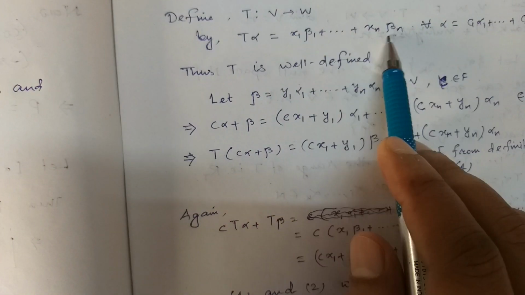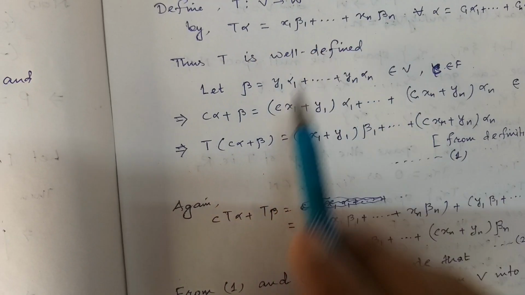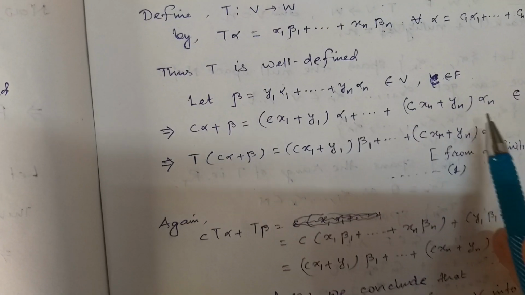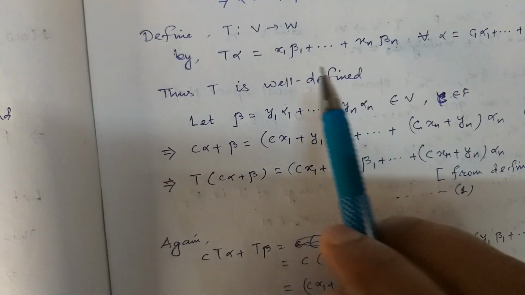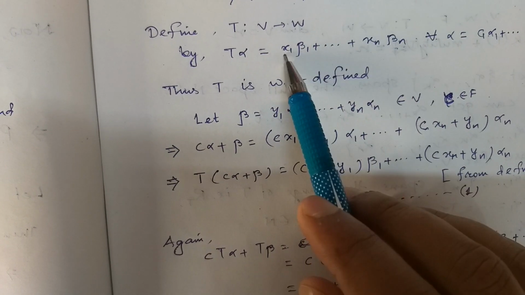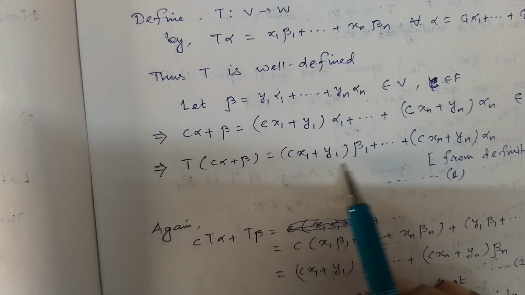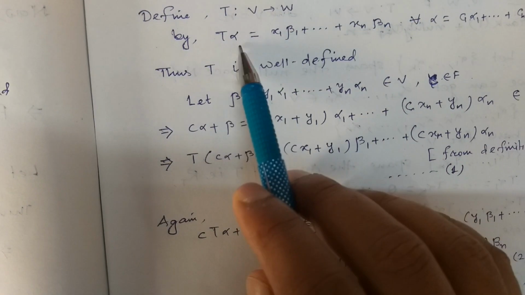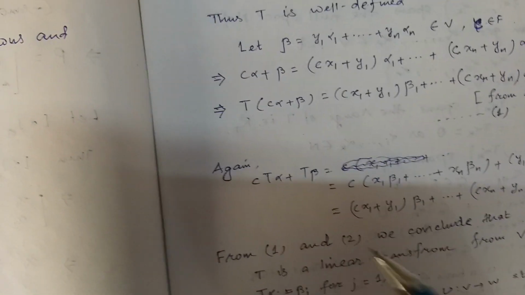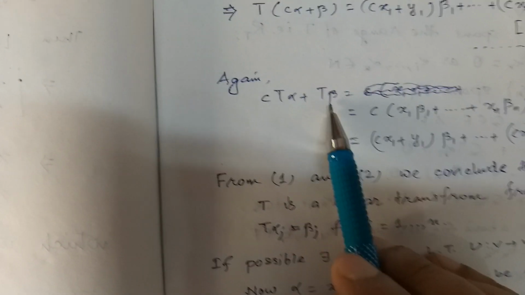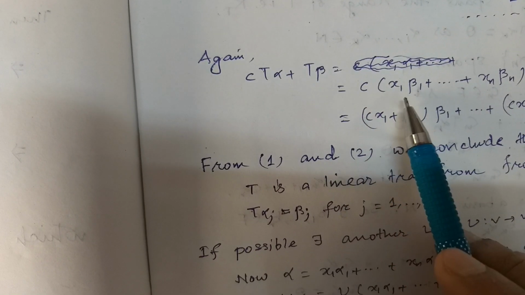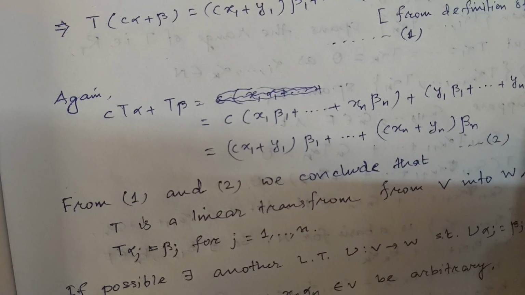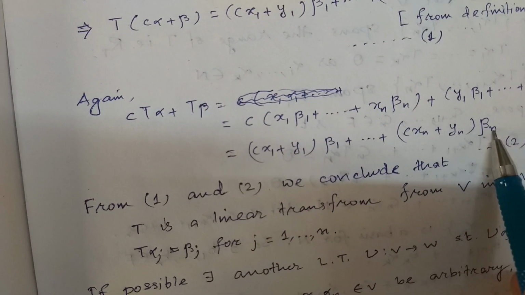Now we know this mapping T of c alpha plus beta equal to T of this. T of this will be, as per the definition, coefficients into beta, so cx1 plus y1 into beta 1 plus dot dot cxn plus yn into beta n. This is as per this definition. Now we find c T alpha plus T beta. c T alpha means c into x1 beta 1 plus dot dot xn beta n, plus y1 beta 1 plus dot dot yn beta n. So if we add them, we get this.